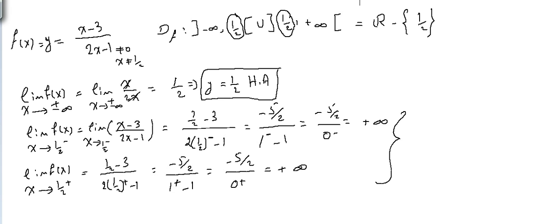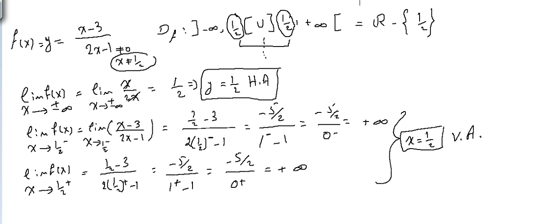In this case, we can deduce that x equals half is a vertical asymptote. Yes, we can know it directly from here or from here because we excluded this value. We don't have it. This means it will be a vertical asymptote. Okay?